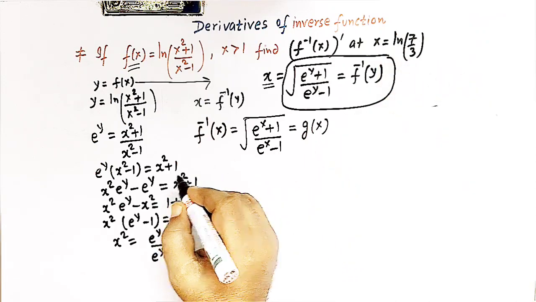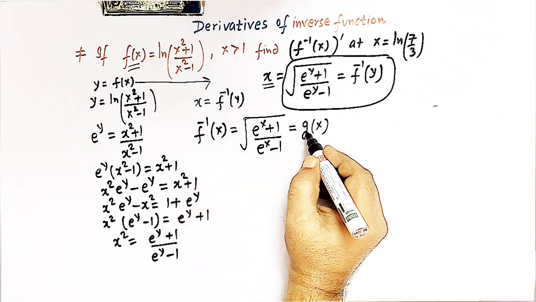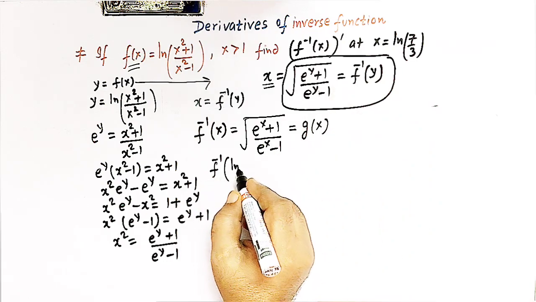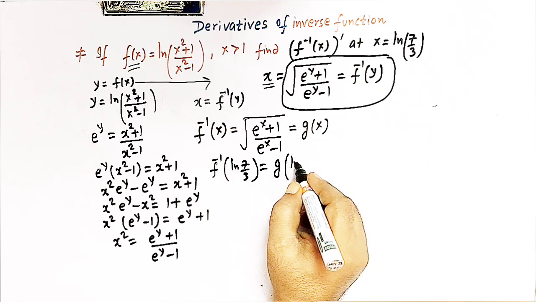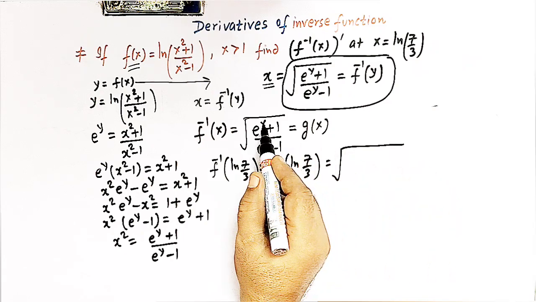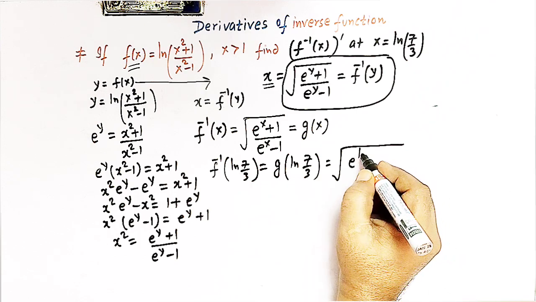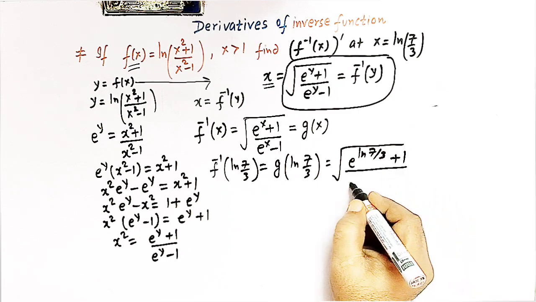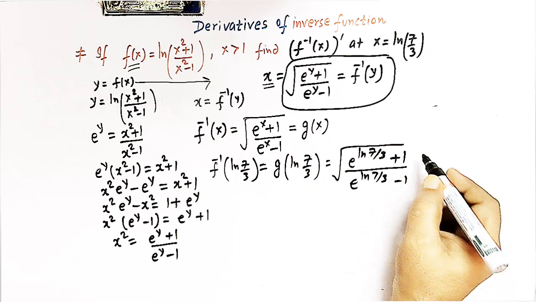So the second step is to get the value of f inverse of x or g of x at this point. So we can now write f inverse of natural log of 7 over 3 as g of natural log of 7 over 3, and we can now replace this x by natural log of 7 over 3. So we have e raised to natural log of 7 over 3, then here we have plus 1, and here we have e raised to natural log of 7 over 3, and here we have minus 1.